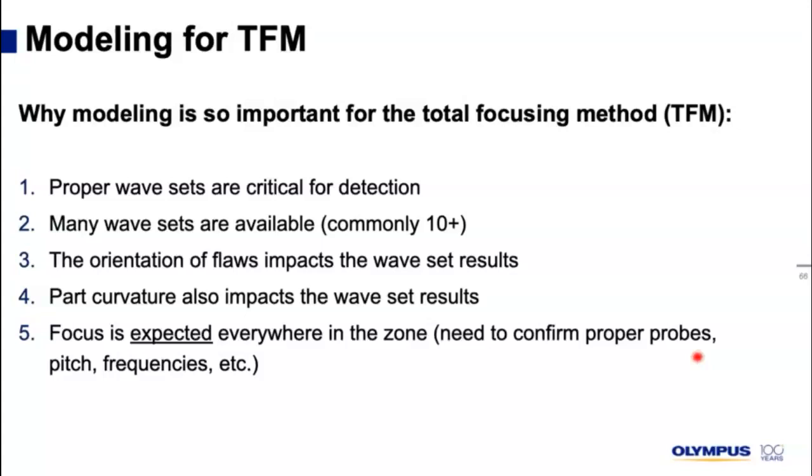The orientation of the flaws will impact which waveset you need to select. And so there's really no way, again, to have a probe in hand to try to confirm with side drill holes or even with some cracks. If it changes a little bit, you'll need a different waveset. So probe in hand with a block is just not the best way to do a waveset selection. Then, as I just mentioned, part curvature or part geometry can also impact the result. And without being able to model that, it's impossible to select the proper waveset.